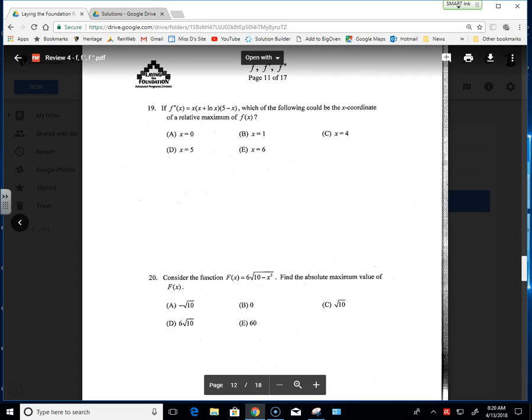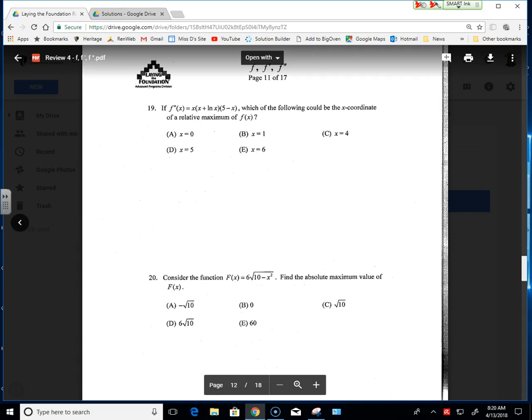Is it concave up with a horizontal tangent? Min. Is it concave down with a horizontal tangent? Max. Or maybe the test fails, and you go back to the first derivative test. Okay, so let's see what we have. Which of the following could be the x-coordinate of the relative max of f of x? Could be the relative max.